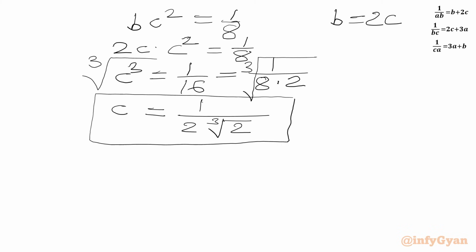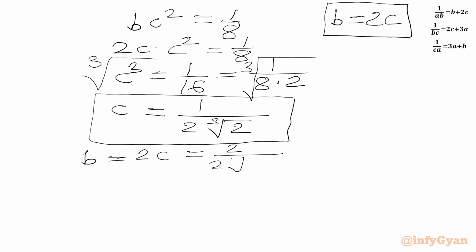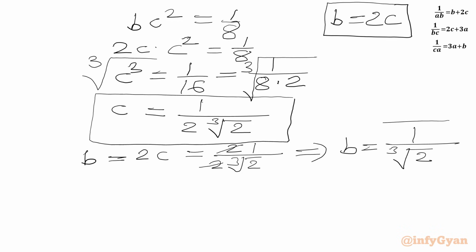Now B equal to 2C. So we will find B value which is equal to 2 times C. We will write 2 over 2 cube root 2. So 2 and 2 will cancel. We are going to get B equal to 1 over cube root 2. So we have B, we have C. Now we have to find value of A.